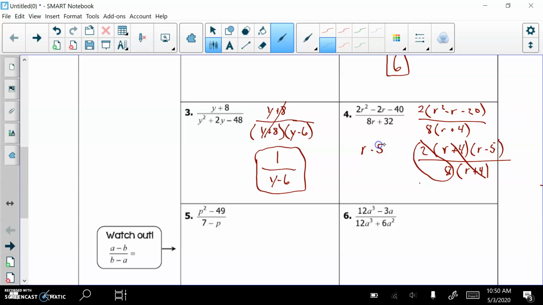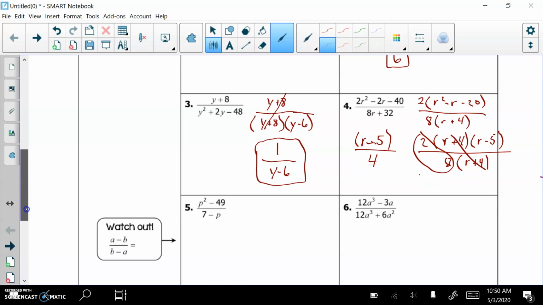Cancel our common binomials, simplify our coefficients, and we're left with r minus 5 in the numerator over 4. You can put parentheses around that or not. It doesn't really matter.